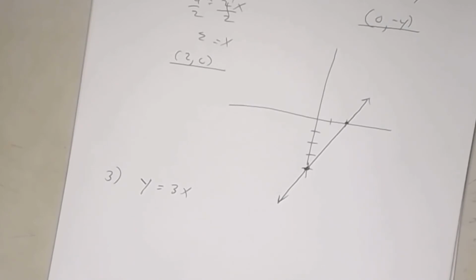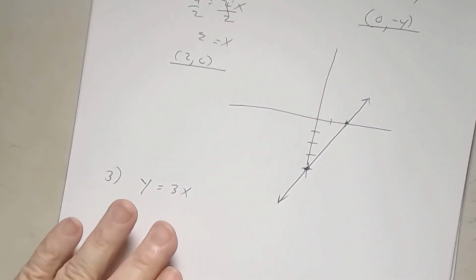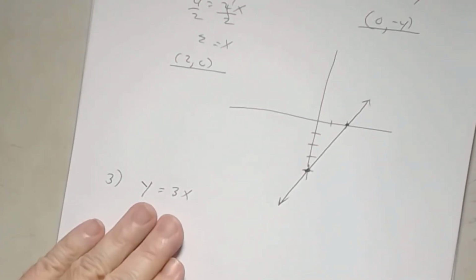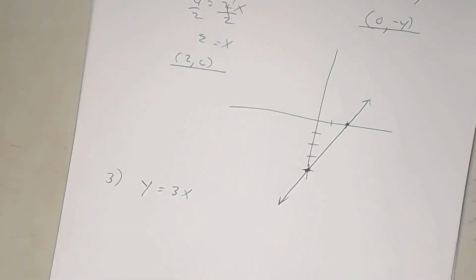y equals 3x. So first of all, notice that numbers 1 and 2, not only did you have an x and a y, but you had a constant. Number 3, you have an x and a y, but you're missing a what? A constant. So let's just see what happens. We're going to do the same thing. We're going to find the x and y intercept. And you're going to see this kind of problem on MyMathLab also.